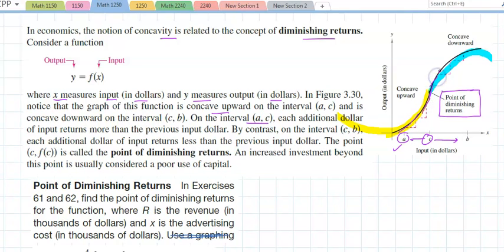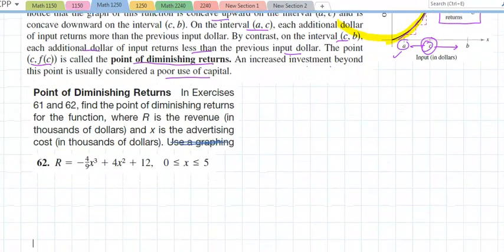At this point, it's still positive, but it's no longer returning as much. By contrast, on the interval from C to B, each additional input is giving less than the previous input dollars. The point C, F of C, is called the point of diminishing return. An increased investment beyond this point is usually considered a poor use of capital. You want to get to that point and then stop. No need to invest anymore. Look for something else.